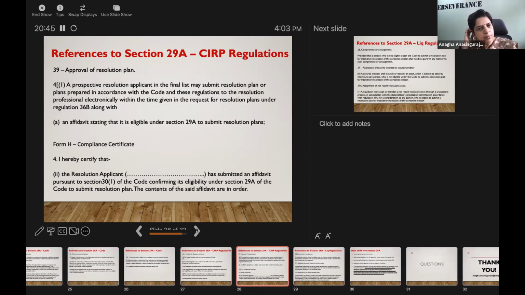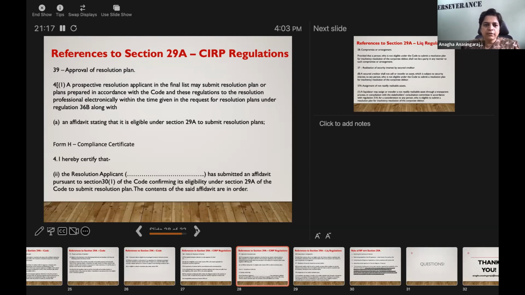Regulation 39, which talks about approval of the resolution plan. In that it says that a prospective applicant in the final list of applicants, the final list which we prepare, may submit a plan or plans prepared in accordance with the code and these regulations to the resolution professional electronically within the time given, along with an affidavit stating that it is eligible under section 29A to submit the plan. So again, the onus here goes back to the resolution applicant to say that he is eligible under 29A.